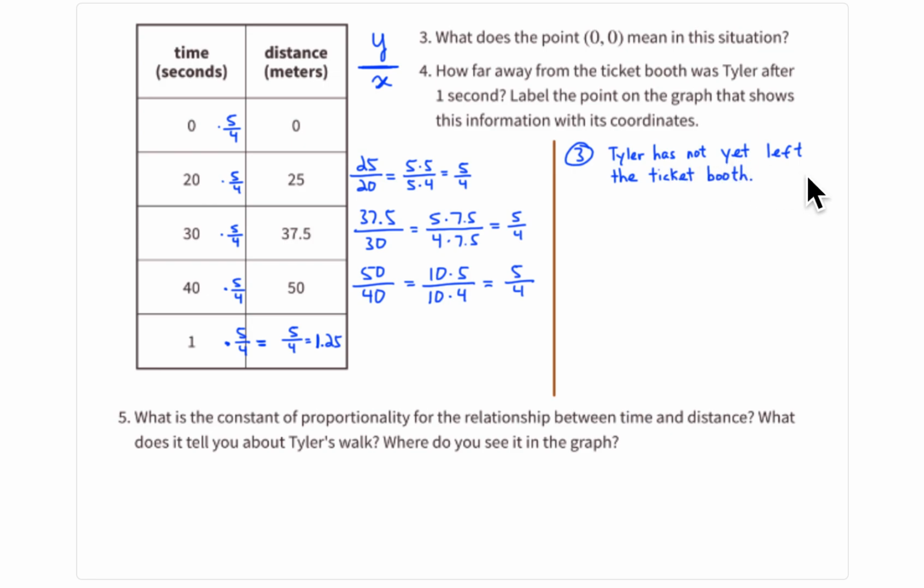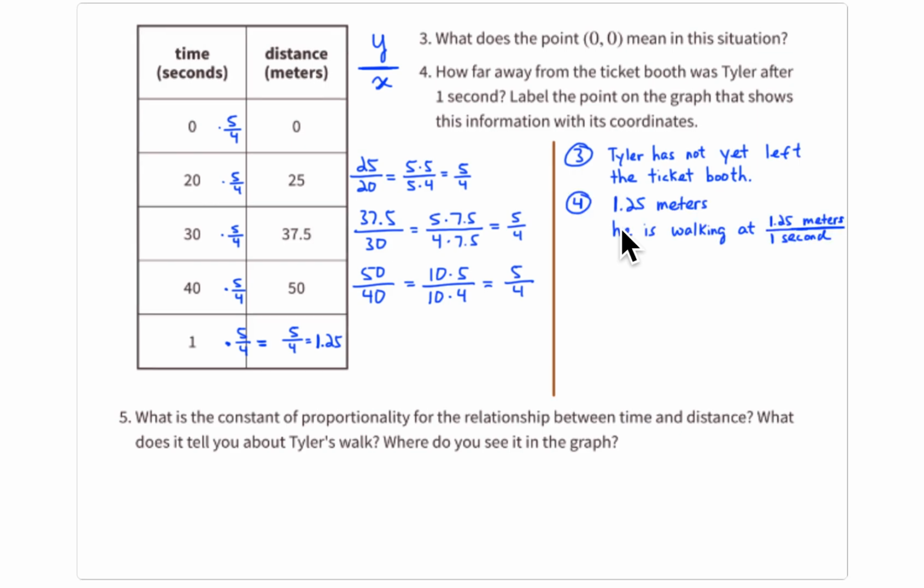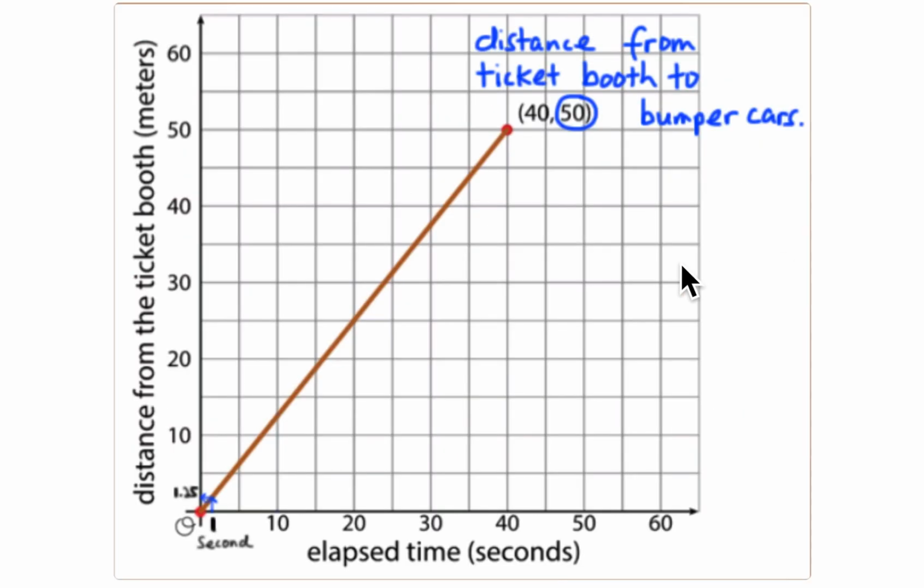So Tyler has not yet left the ticket booth. So 0, 0 means he hasn't left the ticket booth yet. No time has gone by, so he's walked 0 meters. How far away from the ticket booth was Tyler after 1 second? Well, in 1 second, he was 1 1/4 meters away, or 5/4 meters away. So he's walking at 1 1/4 meters per 1 second, or 5/4 meters per 1 second.